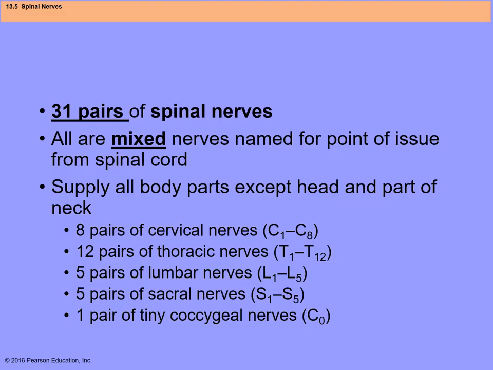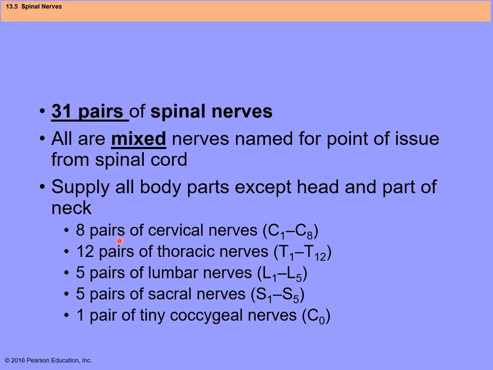The spinal nerves are those that are attached to the spinal cord. Now there's 31 pairs of these. These are all mixed nerves. They will supply all of the body parts except for the head and part of the neck. And why is that? Because those are served by the cranial nerves. Of these 31 pairs, how are they divided up? They're named by where they come out of the vertebral column, between your vertebrae.